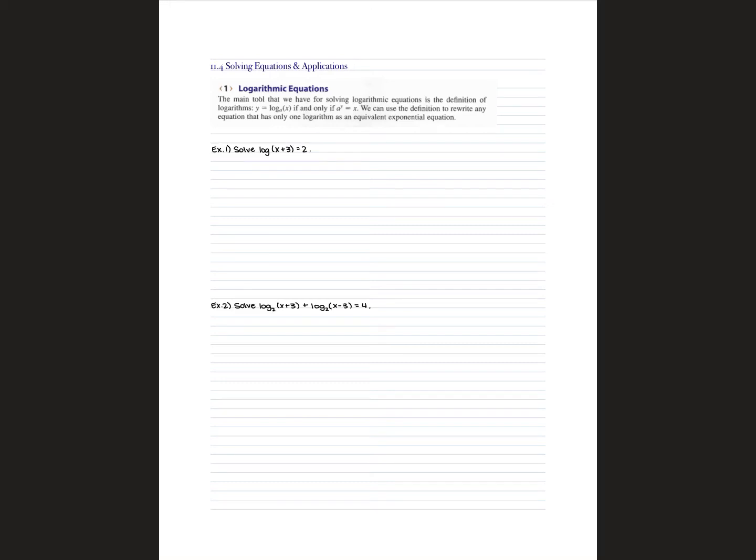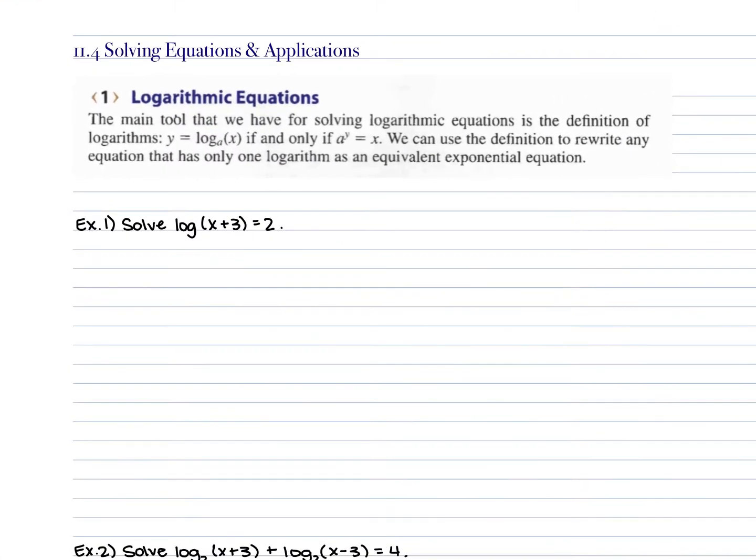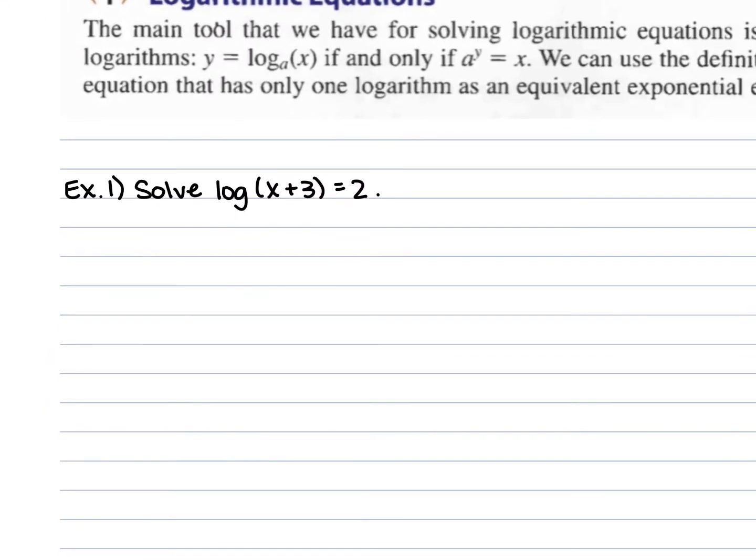11.4, solving equations and applications dealing with these logs. Example 1, we have to solve log x plus 3 is equal to 2. In order to solve this, we want to get rid of the log, and in order to get rid of the log, we need the same base on both sides of the equation.